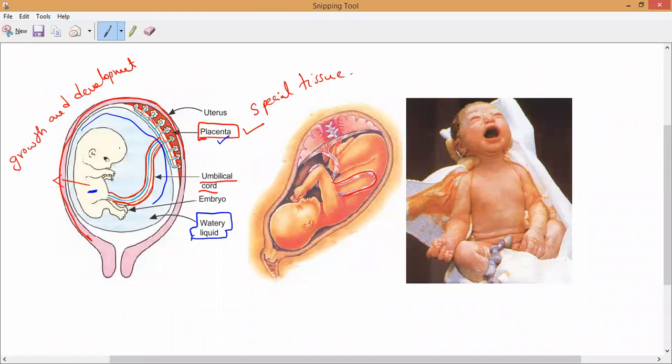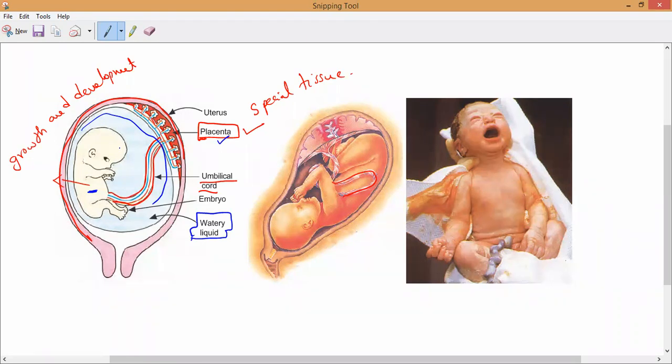It will be a safety liquid, a protective liquid, which will protect from small injuries. Direct contact won't be there between the stomach and the baby. So suddenly, if the mother may fall down or get hit by something, it may not affect the baby, because the fluid will be between, so the baby will be protected somehow. That is the use of that watery liquid. Is it okay?